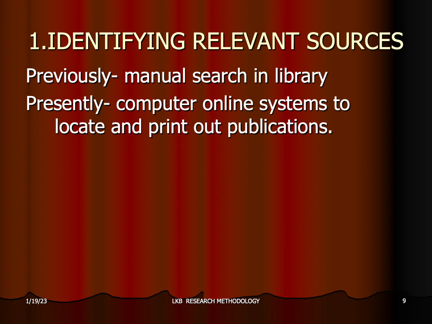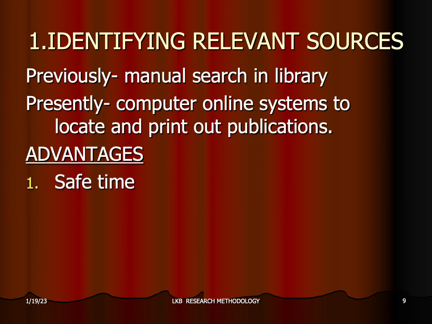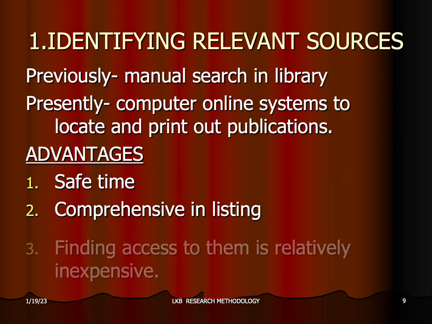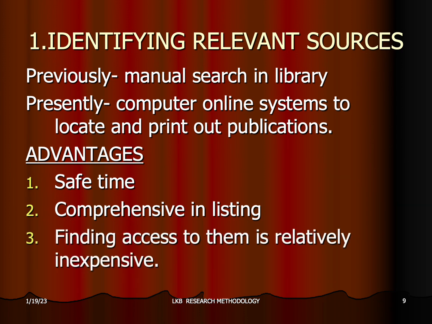So currently we have a lot of online systems which assist us in locating relevant materials. The advantage of online systems is that they save a lot of time. They're comprehensive in listing, so you're likely to find more. And finding them is relatively inexpensive, maybe apart from the data costs. Not little, it could be a lot for a student, the data costs.